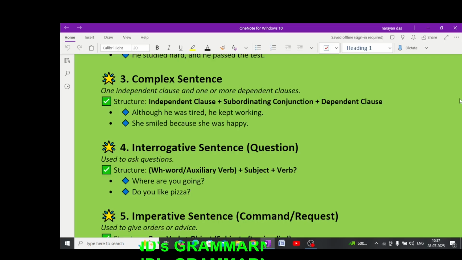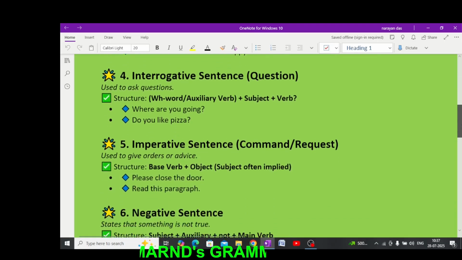Second example, she smiled because she was happy. She smiled, this is main clause, because she was happy, subordinate clause, and because is the subordinating conjunction here. So students, you can practice, and in your grammar books perhaps you will get a whole chapter on complex sentences. I will also give complex sentences and other in my next videos.